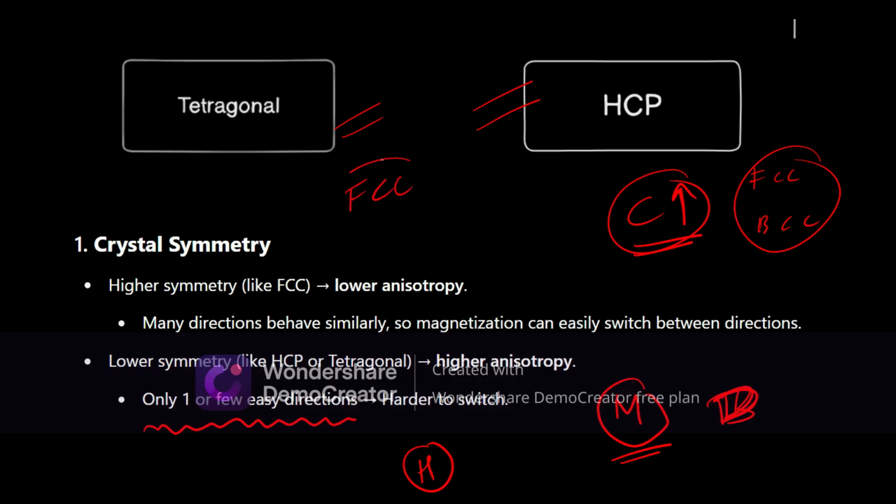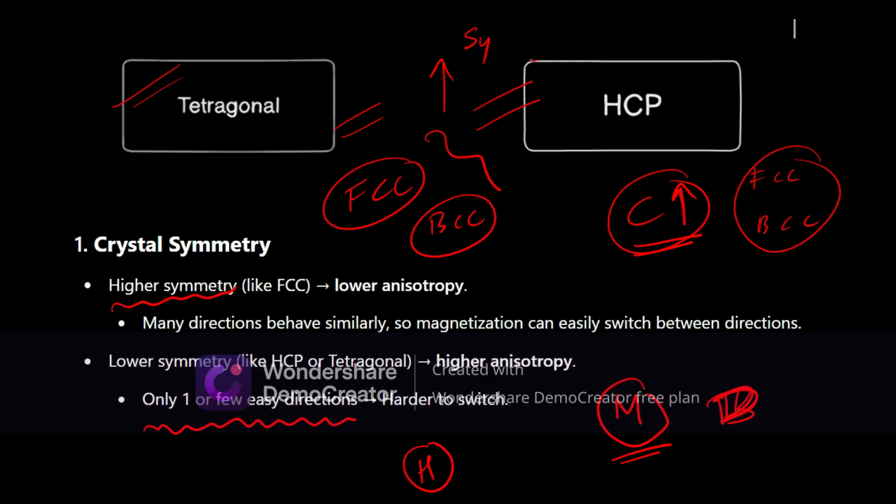If you take FCC and BCC, these two crystal structures are symmetric, not too much symmetric, but they have higher symmetry as compared to these two. If any material or crystal structure is symmetric, it means it has low anisotropy. Different properties along different directions, that is nothing but anisotropy. So if the material is highly symmetric, it is lower anisotropic, and lower anisotropic has many easy directions, so we can magnetize it quickly.